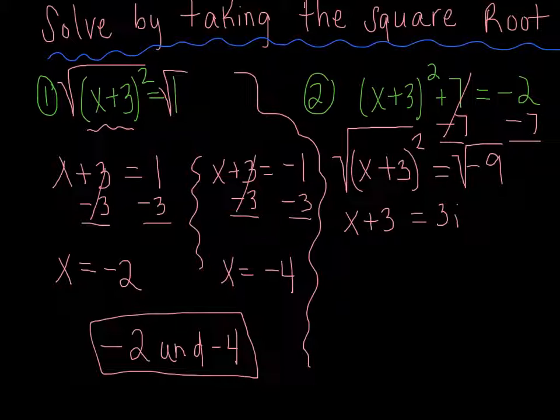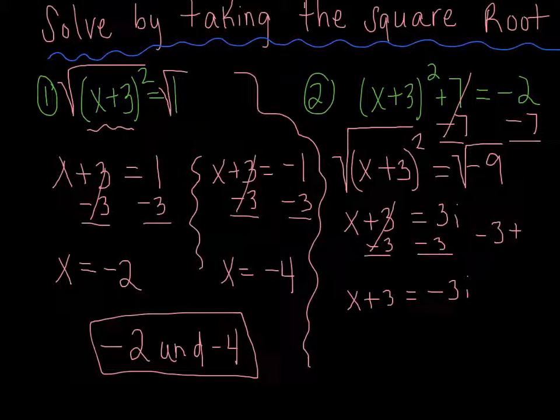Okay, now to save a little bit of space, I'm going to come down here. x plus 3 equals negative 3i. We must do it to the positive value on the right-hand side of the equation and to the negative value. So we're going to subtract 3, subtract 3. Now we're not actually subtracting 3 from 3i since they're not like terms, so we'll be left with negative 3 plus 3i.